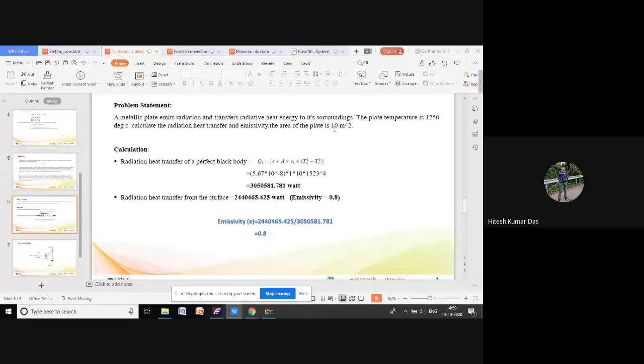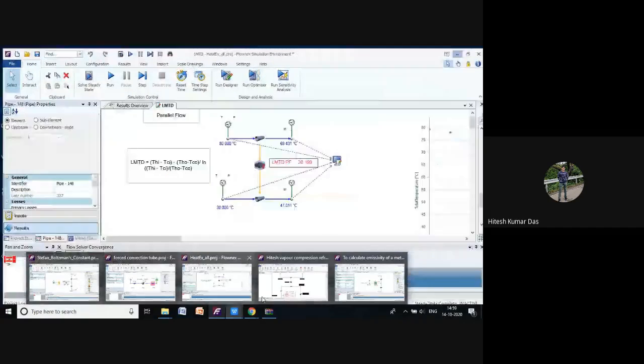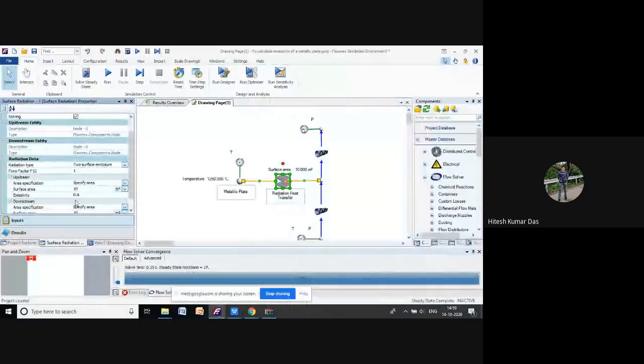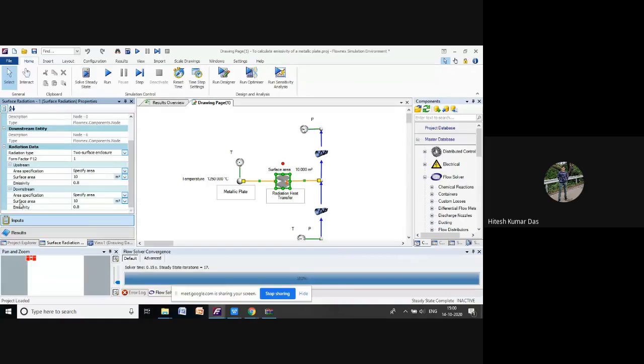The plate area we have to take as 10 meters square. So we are taking the plate area as 10 meters square. Emissivity we are taking 0.8 here, and next for the downstream we are taking surface area the same, 10 meters square, and emissivity as 0.8.